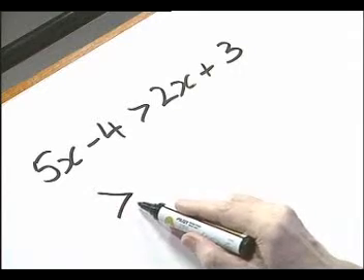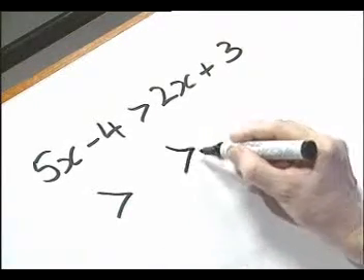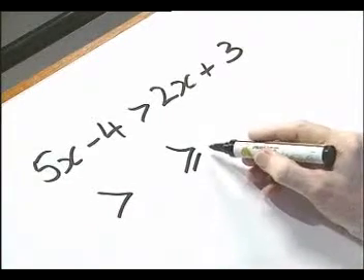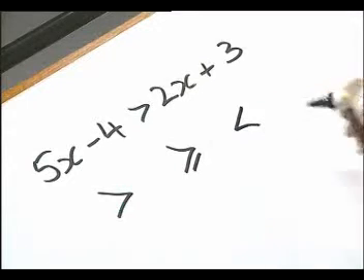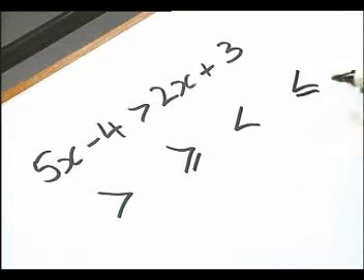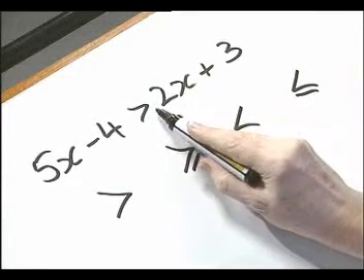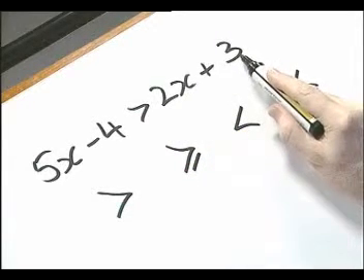We use 4 symbols to denote inequalities. This symbol means is greater than. This symbol means is greater than or equal to. This symbol means is less than, and this symbol means is less than or equal to. Notice that the arrowhead always points to the smaller expression.